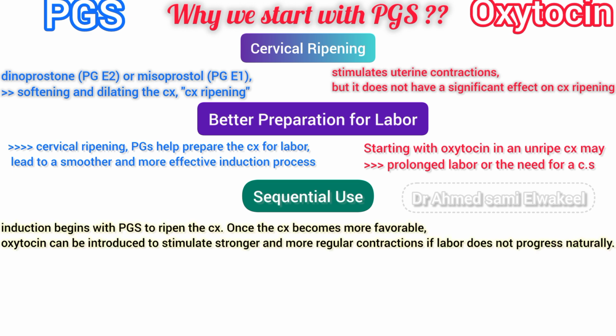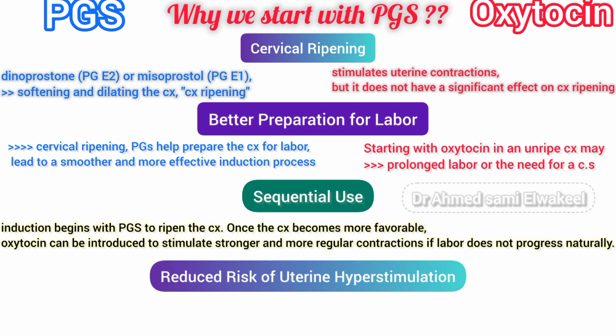3. Sequential use. In many cases, induction begins with prostaglandins to ripen the cervix. Once the cervix becomes more favorable, oxytocin can be introduced to stimulate stronger and more regular contractions if labor does not progress naturally.